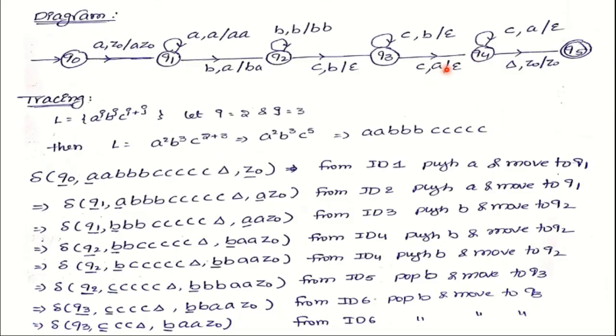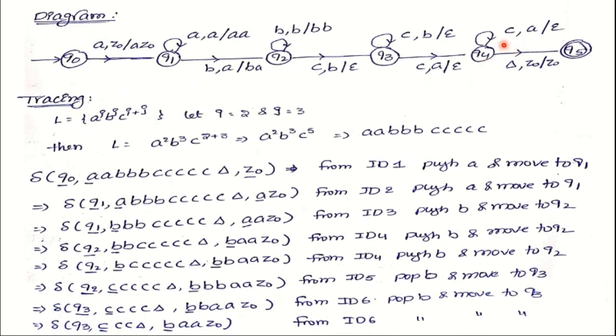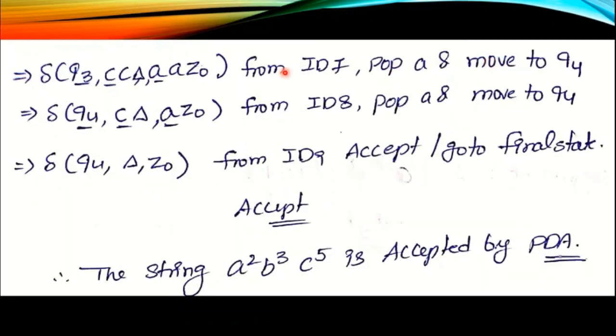So which is similar to this one. Current state is q3, input is c, top of the stack is a. That's why perform pop operation and then go to q4. So from q4 next input symbol is c, top of the stack is a. So then perform the pop operation and then go to same state. So from q4 input is c, top of the stack is a, perform the pop operation and then go to same state. Now this one is complete, remaining is end of the input, top of the stack is z0.